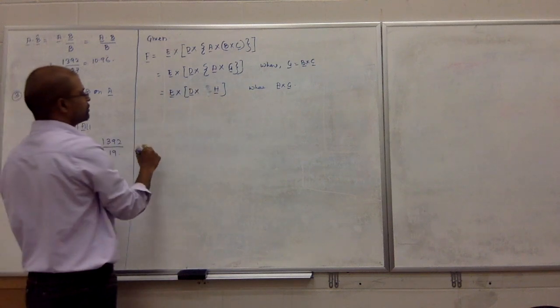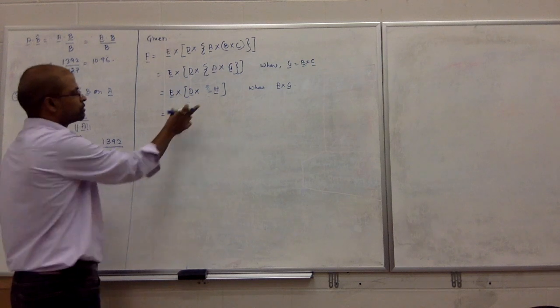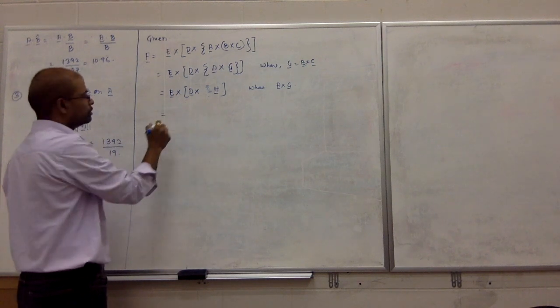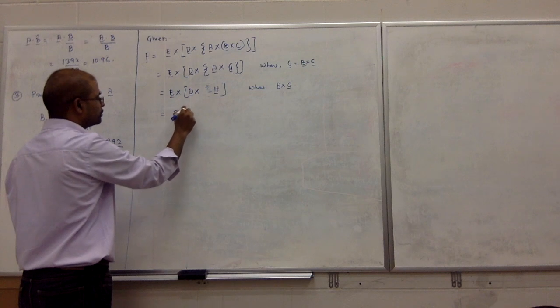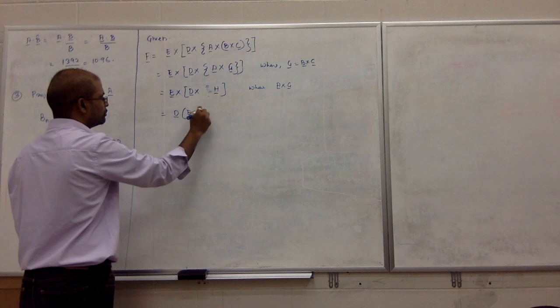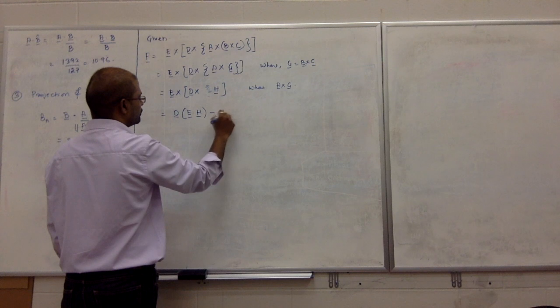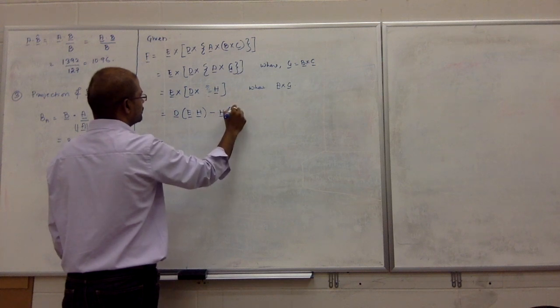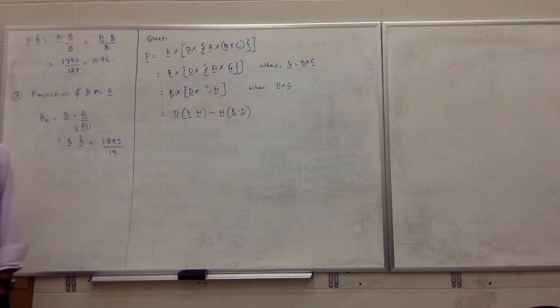What do you know about this? How do you apply the BAC minus CAB rule to this? You take B cross D, and then E dot H. BAC minus CAB. B times E dot H, minus H times E dot B, right?